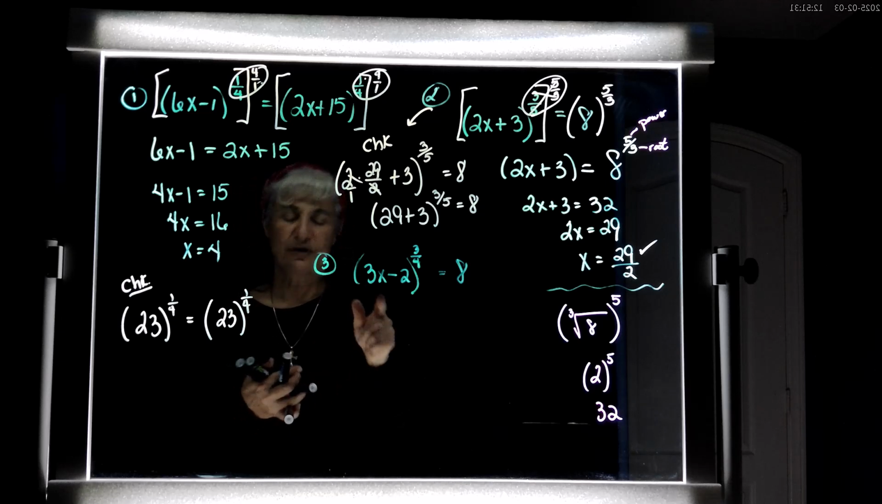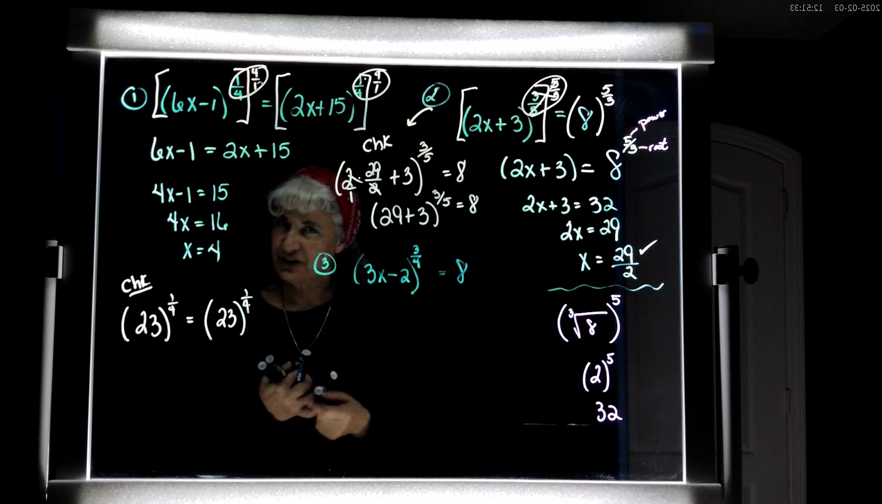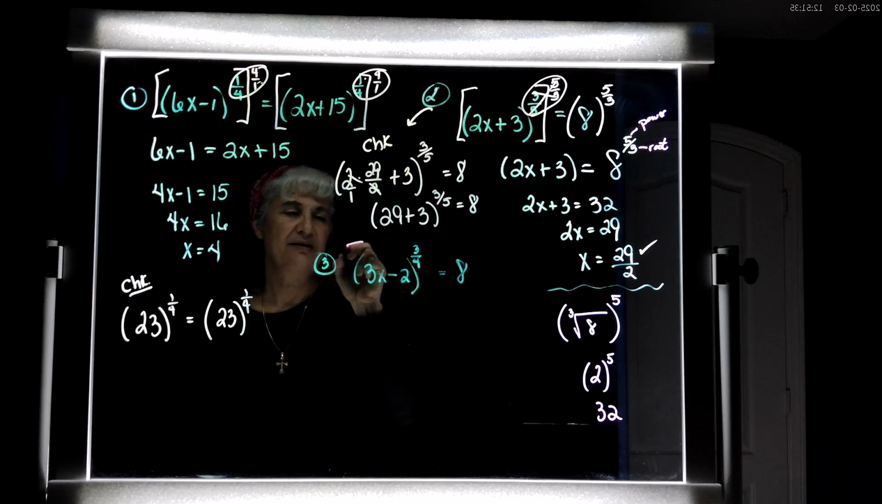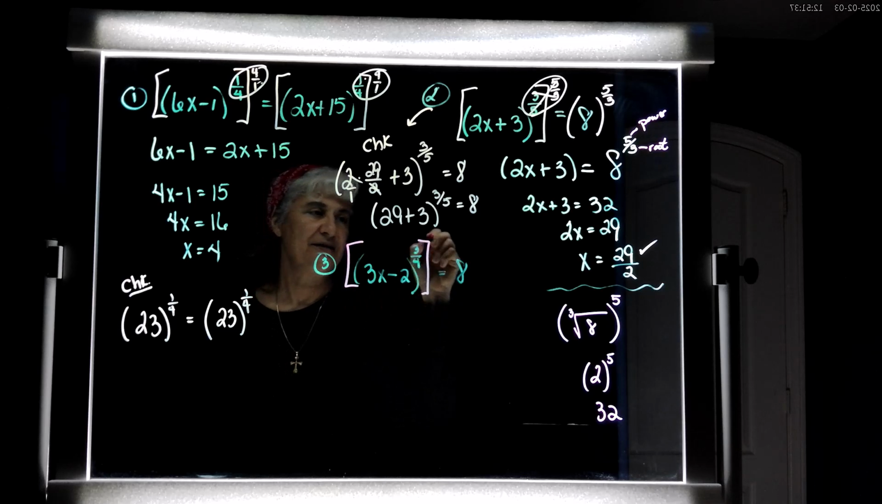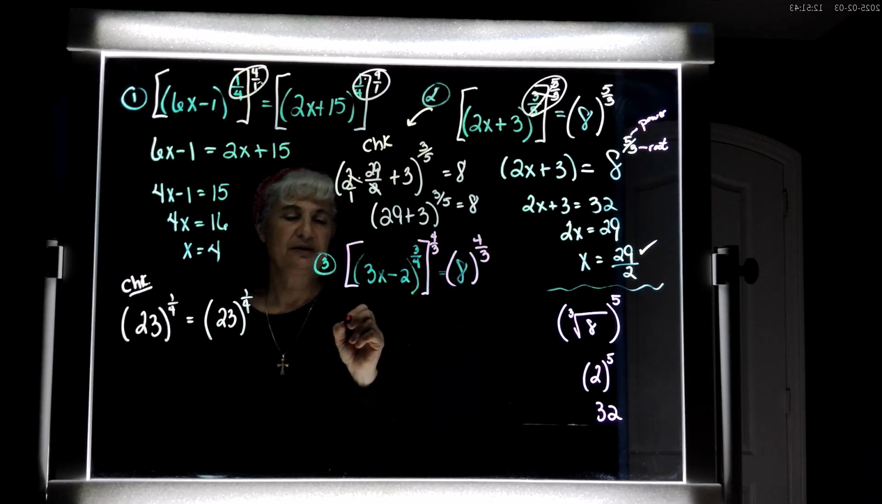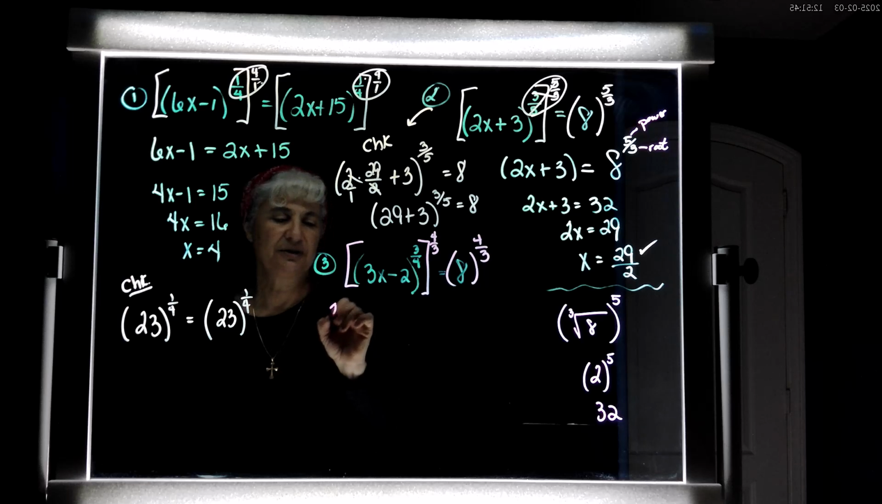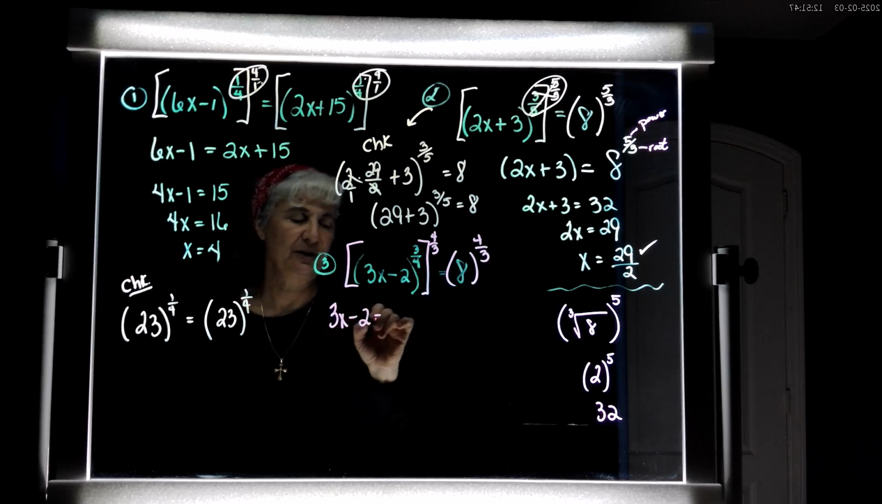Okay, one more for you. Tell me what you're going to do. Excellent. You're like, hey, this is getting monotonous. I know I have to raise it to the exponent of 4 over 3. You're right, you do. And that leaves you 3x minus 2 equals 8 to the 4 over 3.